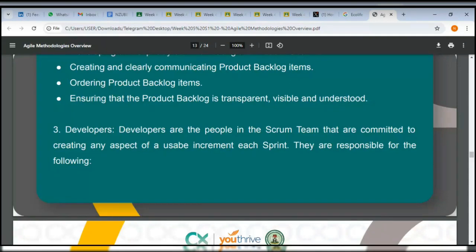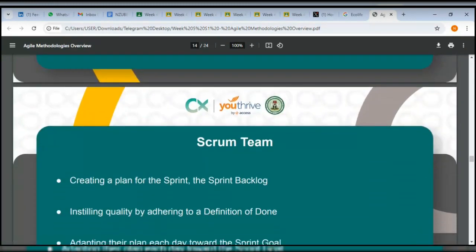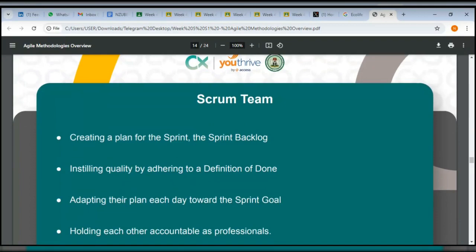Then you have your developers. Developers are the people in the Scrum team that are committed to creating any aspect of a usable increment each sprint. They are responsible for the following: creating a plan for the sprint backlog, instilling quality by adhering to a definition of done.